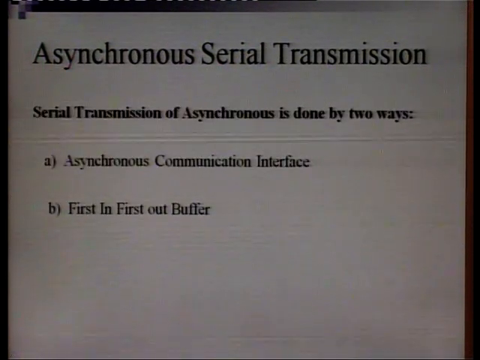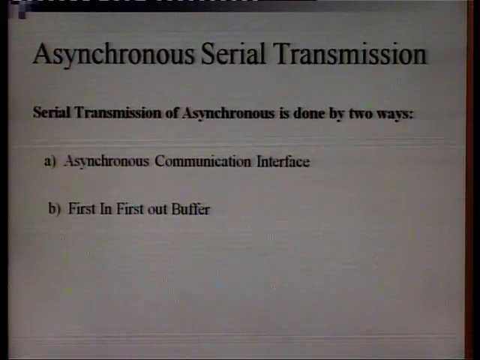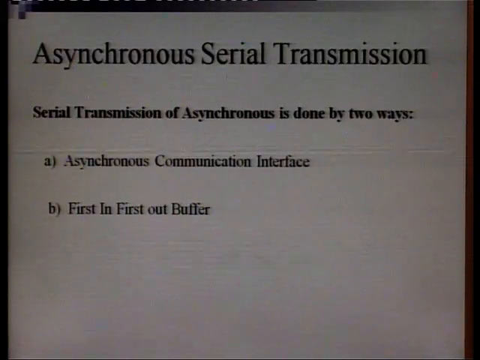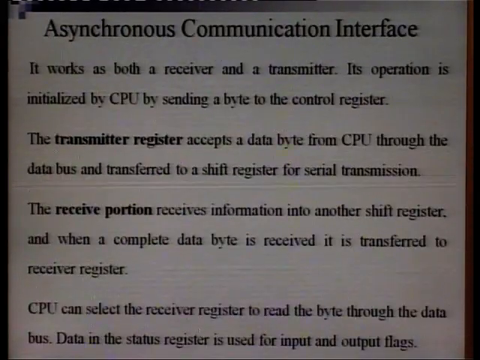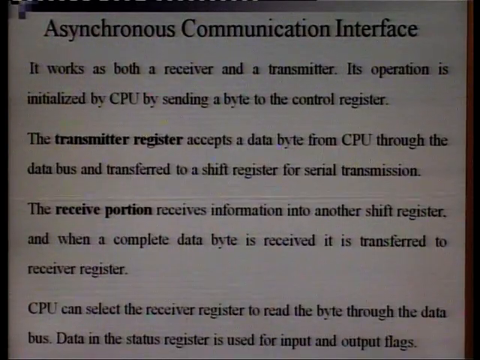Serial transmission of asynchronous data is done in two different ways. One is the asynchronous communication interface, and the second is the first in first out buffer. The first method is the asynchronous communication interface. Its working depends upon two main units, one is the receiver and the second is the transmitter. So it works as both receiver and transmitter.